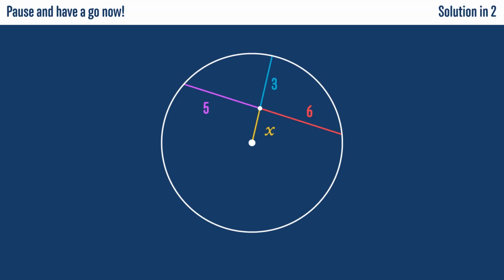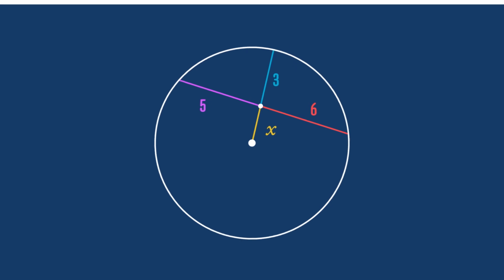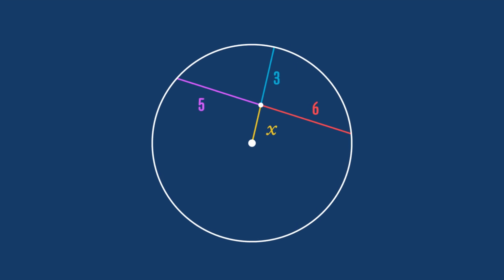Suppose the lengths are given as shown here. Can you find the value of x? Pause and have a go now if you want to. In this case, we have a chord and a radius, so to use the intersecting chords theorem, we need to extend the radius to make a chord.